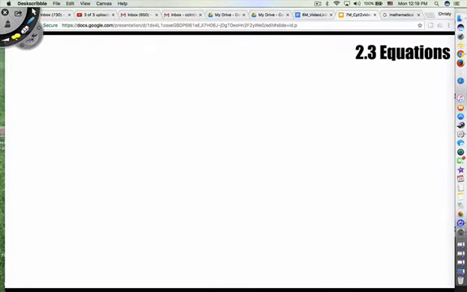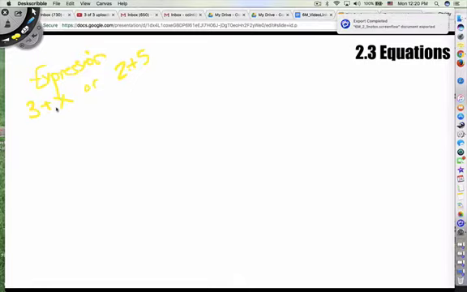So let's remind ourselves what an expression is. An expression does not have an equal sign. An example of an expression is 3 plus x or 2 plus 5. This is a numerical expression. This is an algebraic expression. The same thing comes along with equations.